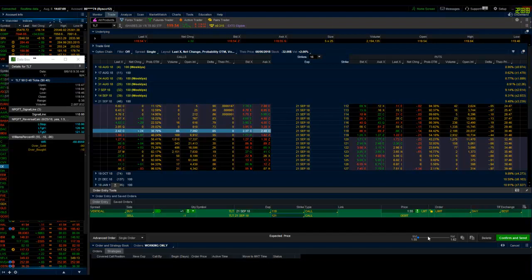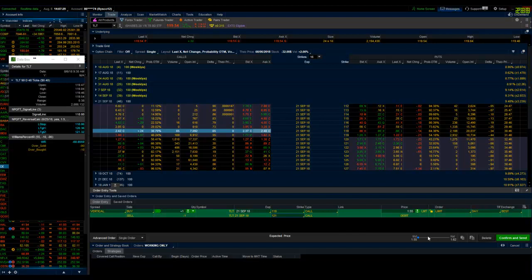Okay, so now the question becomes, which one is the better route to go? Is there one that is the clear-cut winner? Do I go with the long call? Do I go with the long call spread? It does not matter to us. As long as you're comfortable with the risk, they're both bullish positions. We don't do anything different with how we manage the trade.